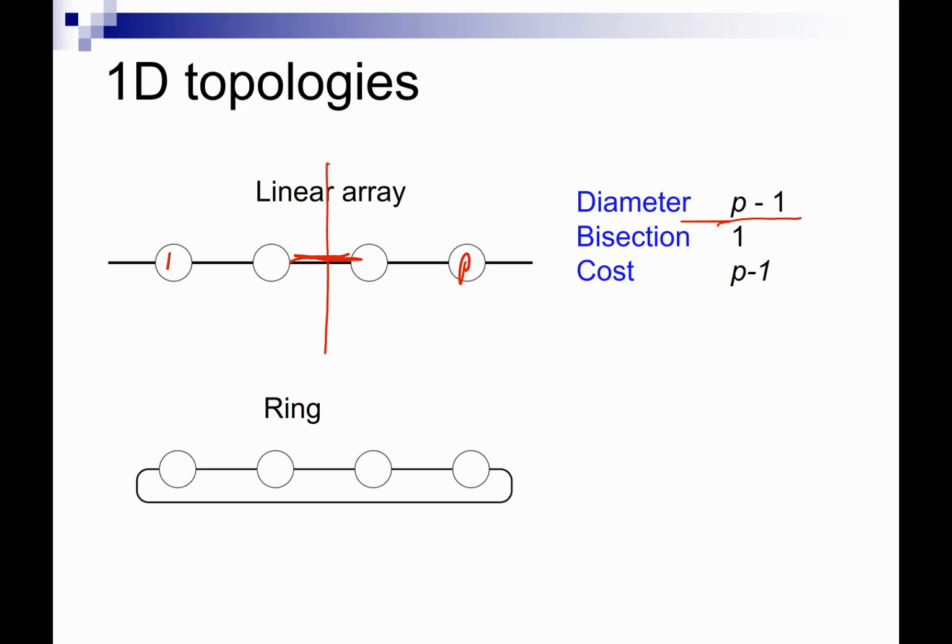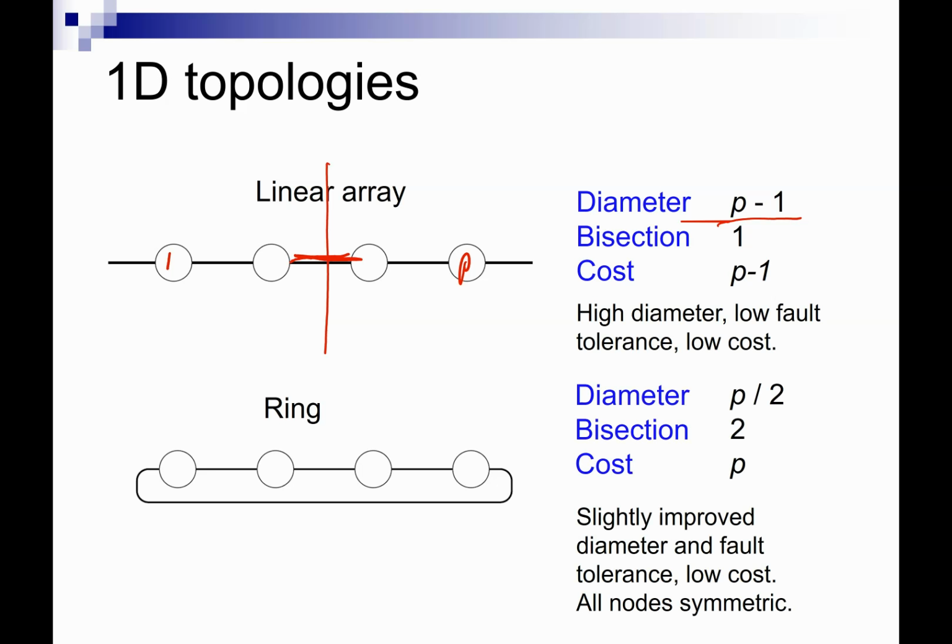Now you can add one additional link to the linear array, and you can get a ring. Here you just connect the first processor with the last processor. When you do this, you're going to improve your diameter, because now if you have p processors, the diameter becomes basically p over 2. You also improve the bisection width because now you need to cut 2 links in order to split the network in half, so the bisection width goes from 1 to 2. And the cost is still small because we just added one more link. So now the cost is p.